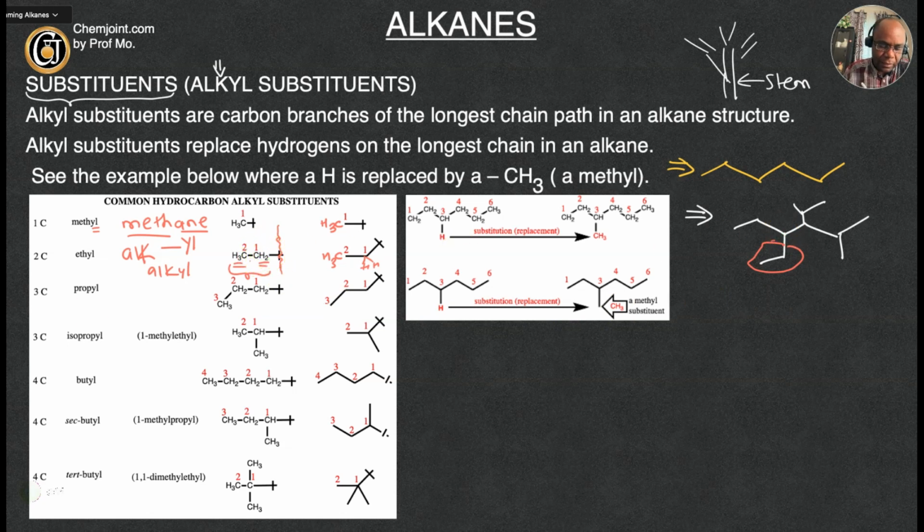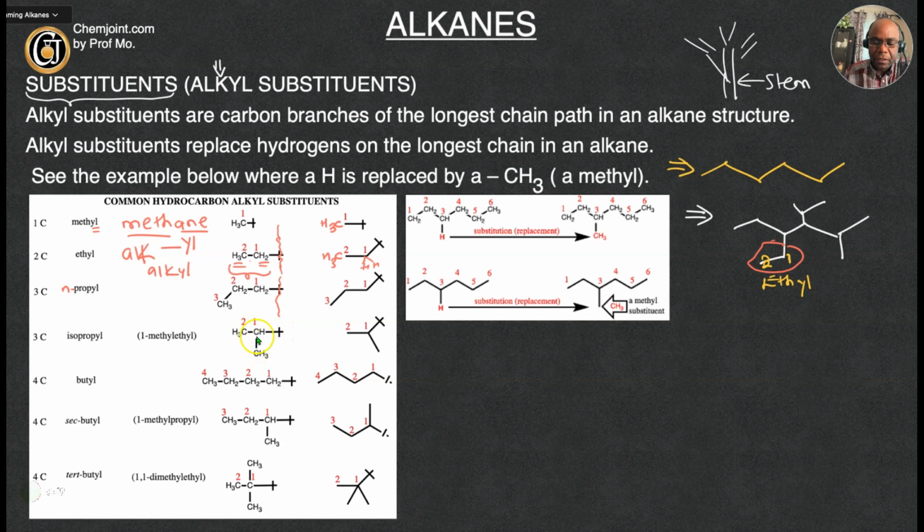Like in this case, I should have counted this as carbon 1 and carbon 2. I have 2 carbons in my substituent. It has to be an eth. It's a hydrocarbon substituent, so I add yl. Alright, and then you have propyl. In fact, usually this is called n-propyl because the substituent on the longest chain can also branch itself.